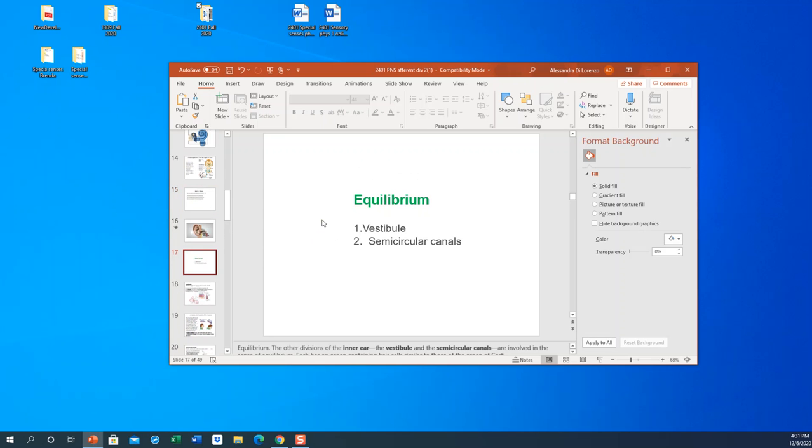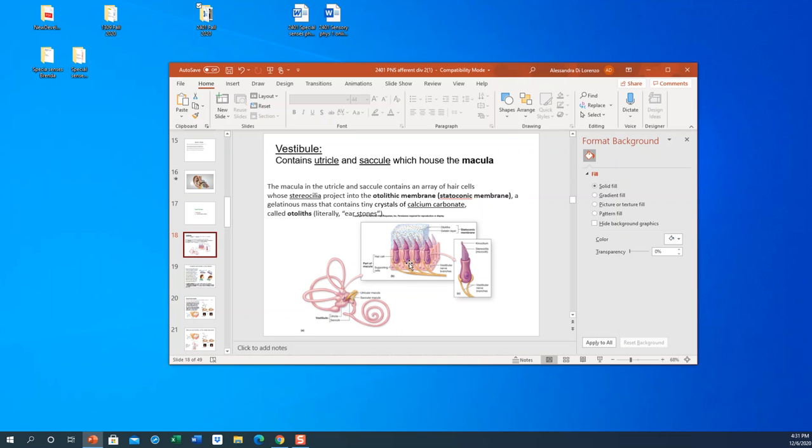And then we just talked about the equilibrium, the vestibule, and the semicircular canals. Remember that the types of cells for equilibrium are also hair cells, pretty much the same cells that we have seen for the organ of Corti. The stimulation is slightly different, but the type of cell is the same. All right, so I'm going to stop here.